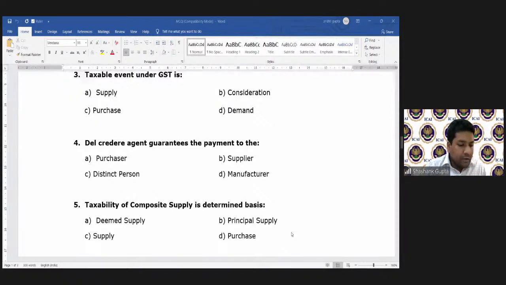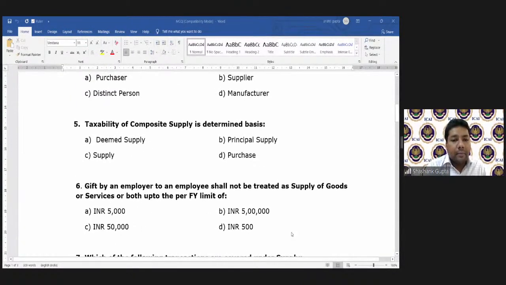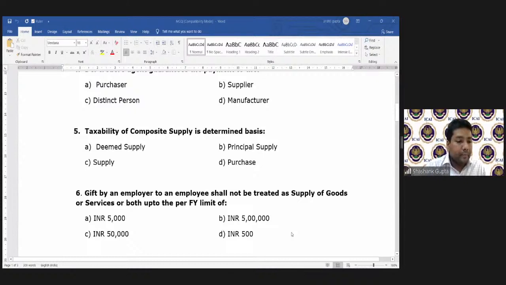Good, Kamal. Good, Aditi. Good, Priyanka. Good, Uma. Good, Shivangini. Good, Karthik. Good, Shivani. The correct answer is 5B, principal supply. Next, question number 6.